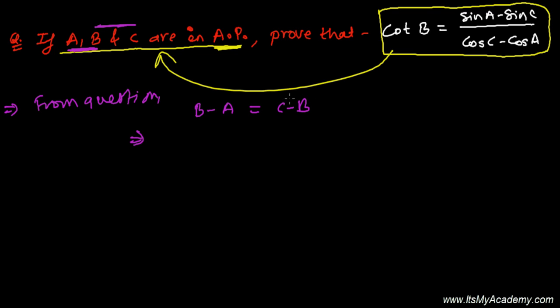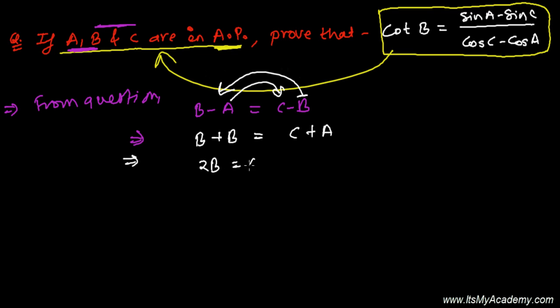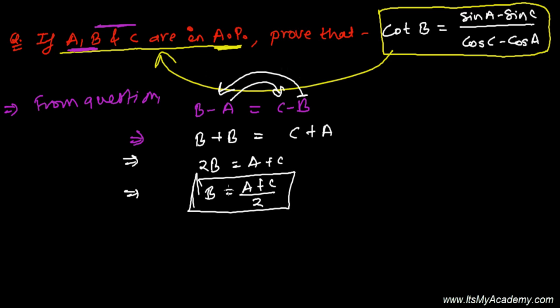Now, as in the question, B should be converted into the A and C form. So I'm going to move minus B to the left hand side, and that will be plus B. So minus B plus B, and C as it is, and minus A moved to the other side will be plus A. So twice B equals A plus C, and finally B is equal to half of the sum, A plus C over 2. So here we convert B into the A and C form.